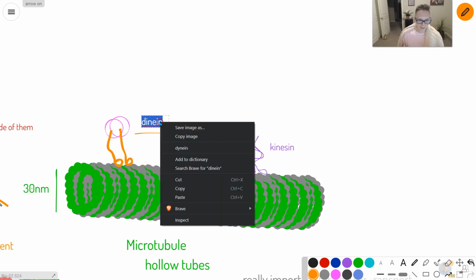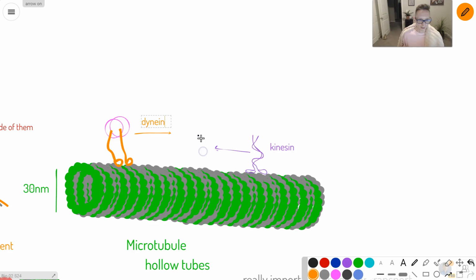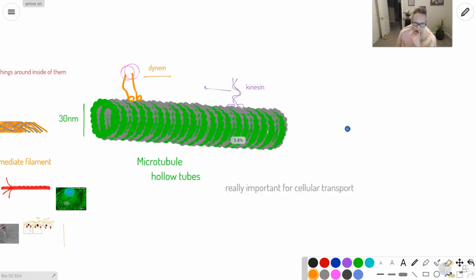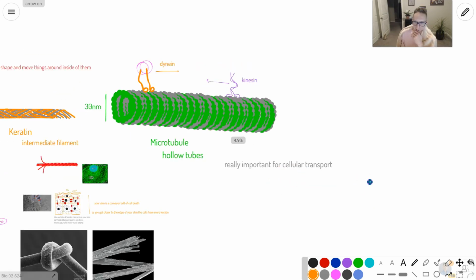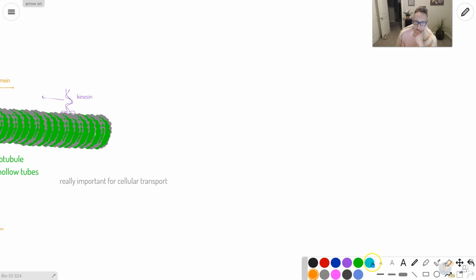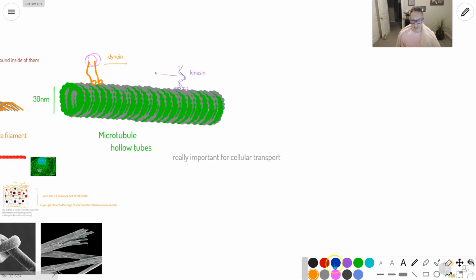Something like that. Dynein with a Y. Okay, dynein. They walk in another direction. So these are really important for cellular transport. The other thing that they're really important for is cell division, separating our DNA during cell division.